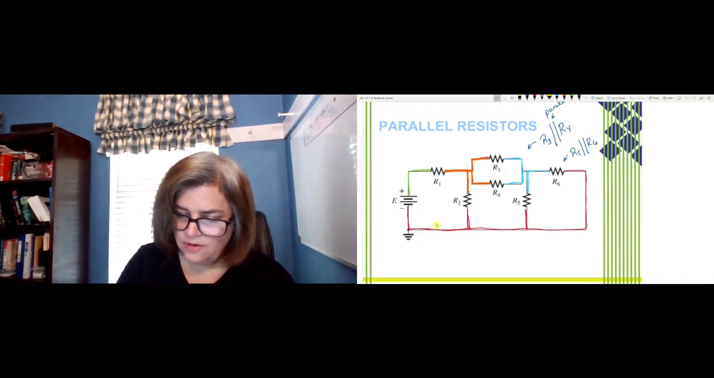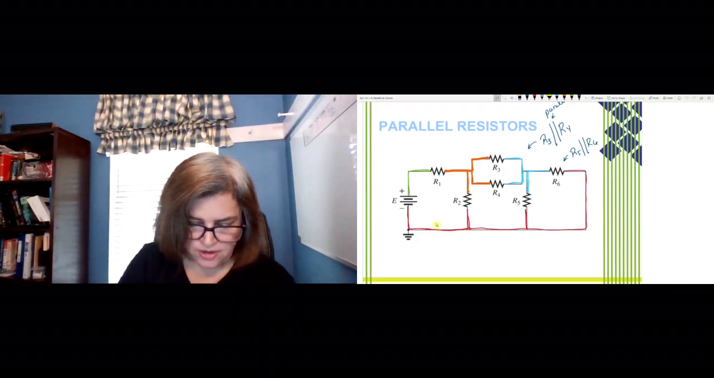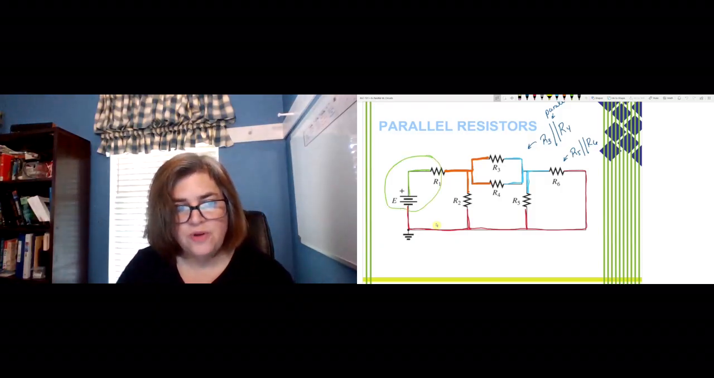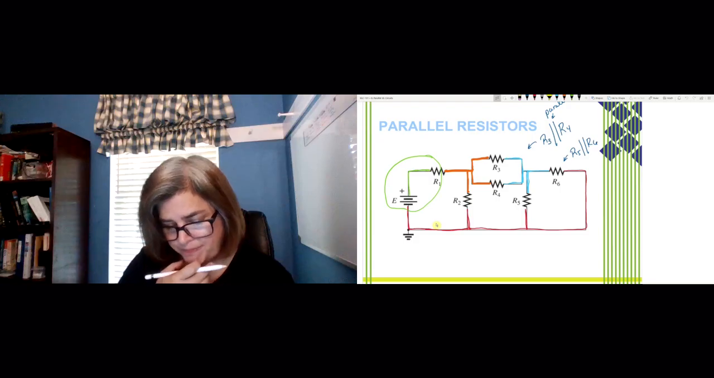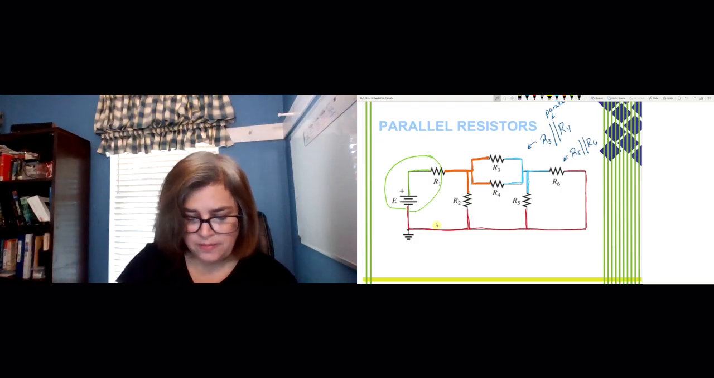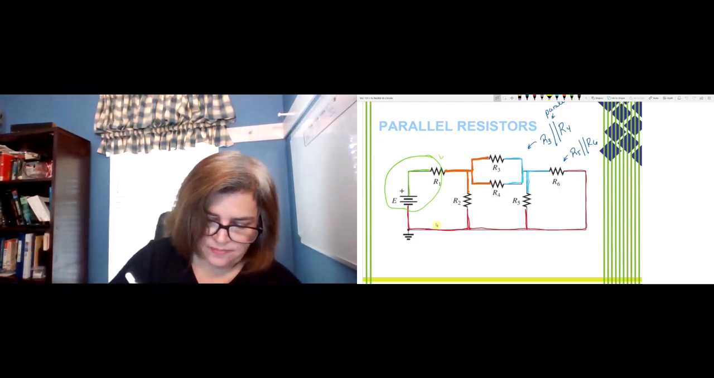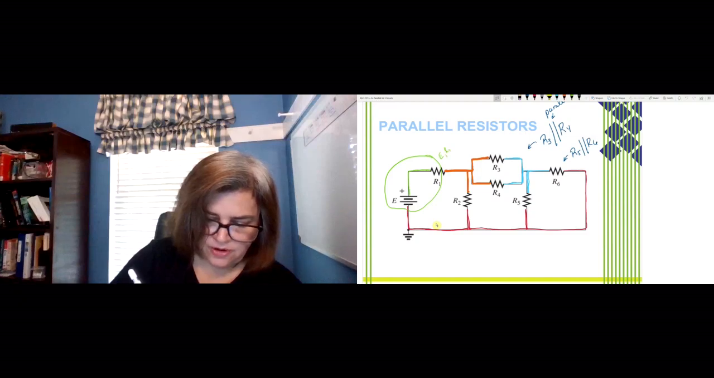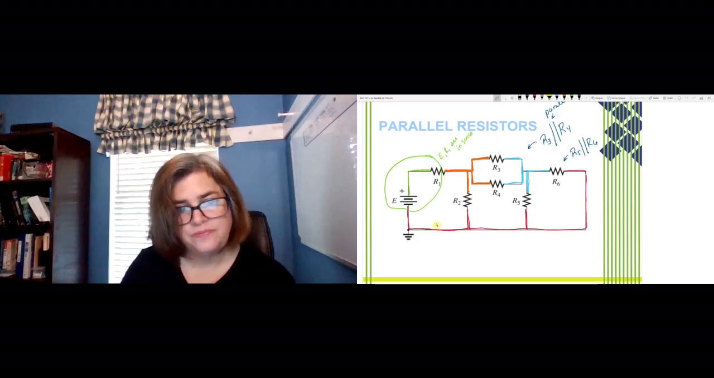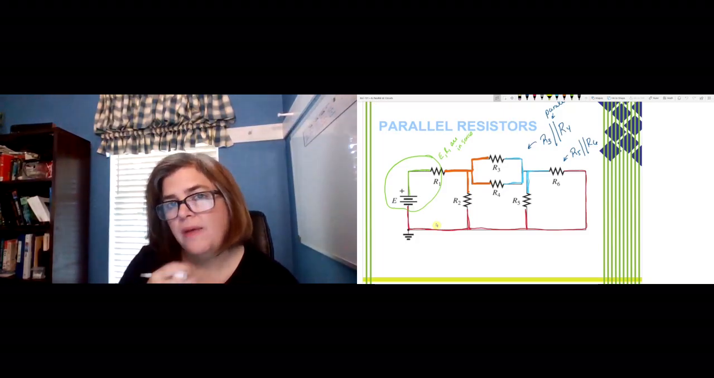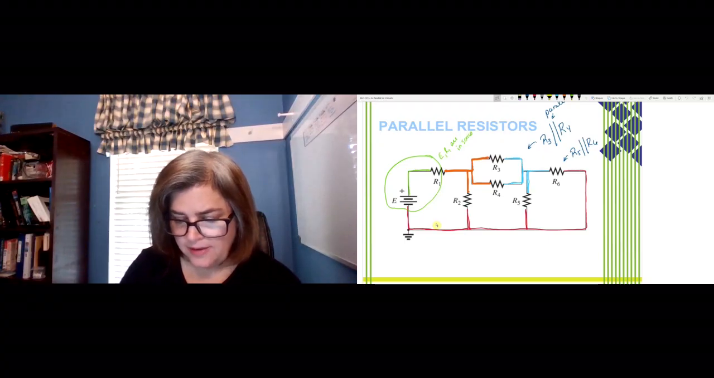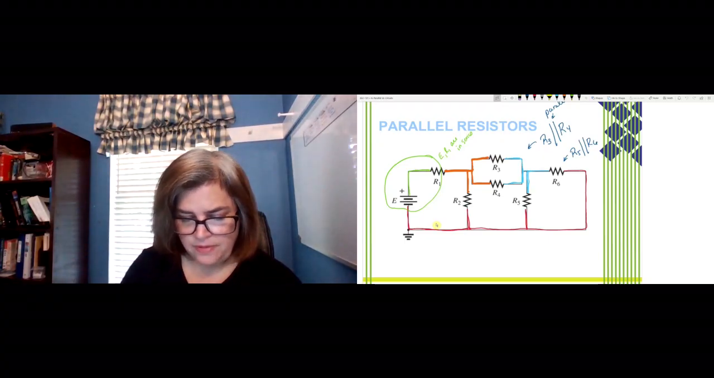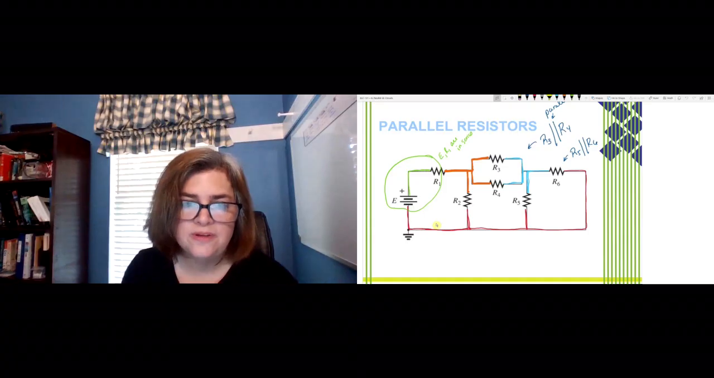Now notice over here, I'm going to use that green right here, that there's one connection between the source voltage and the resistor R1, and there's no other path for current between them. So E and R1 are in series with each other. So start trying to pick up on those relationships while you're working through these circuits, and see if you can tell what's in series and what's in parallel.